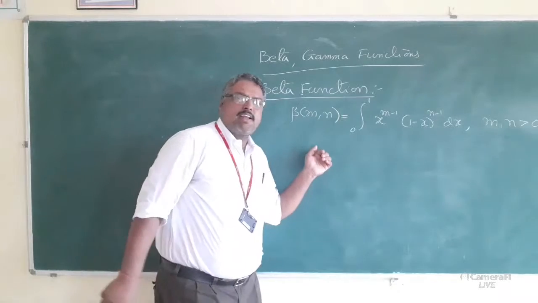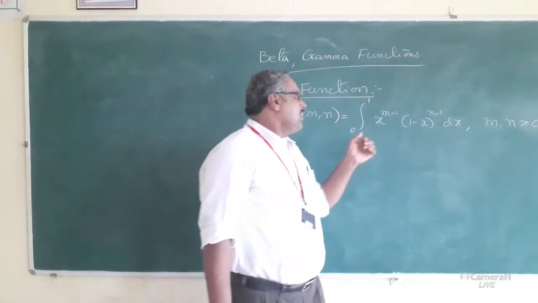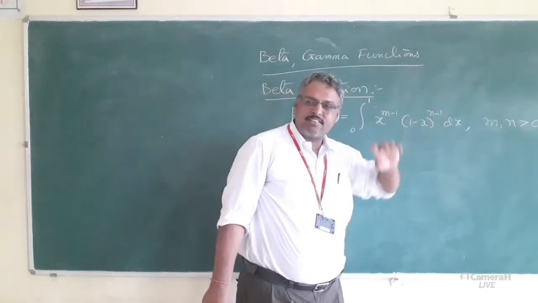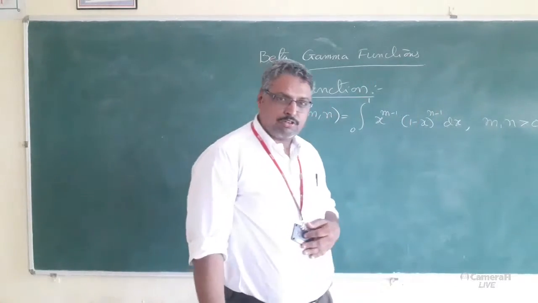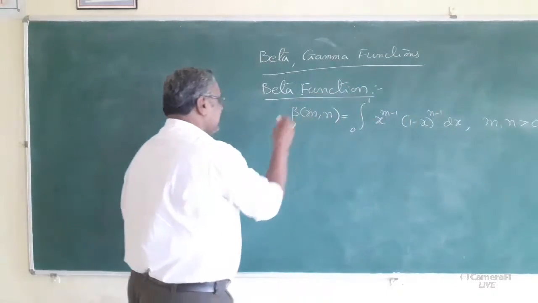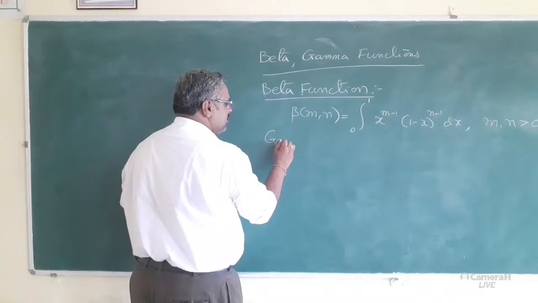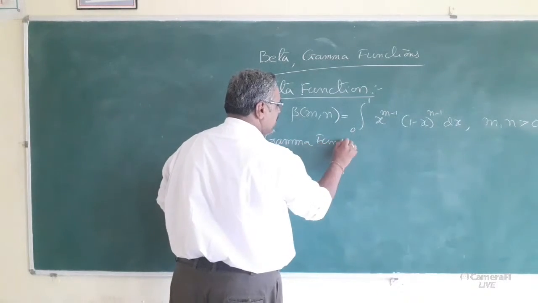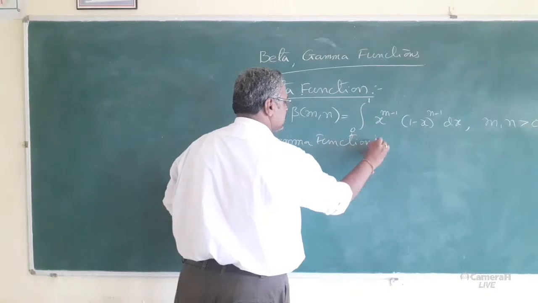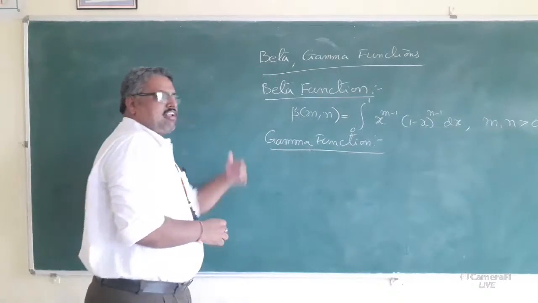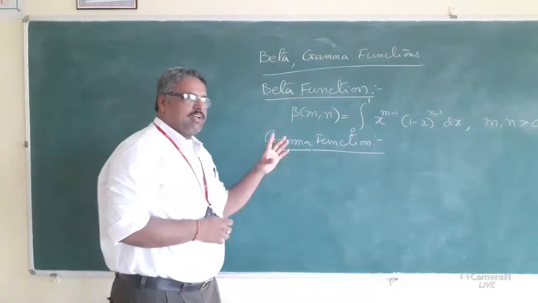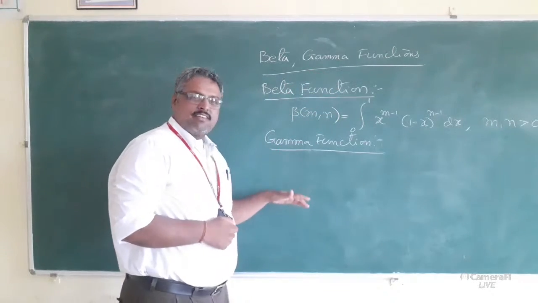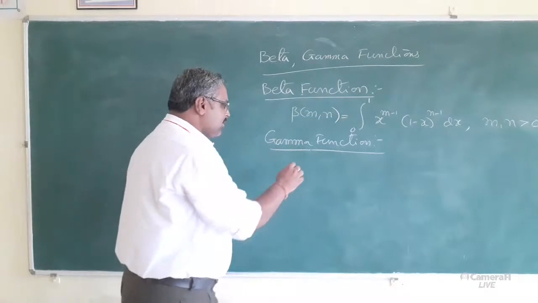Beta function, beta m n equals integral 0 to 1 x power m minus 1 into 1 minus x whole power n minus 1 dx, where m and n are positive. Okay. Now, gamma function. This is a function of one variable only. The beta function is a function of two variables, but the gamma function is a function of one variable.